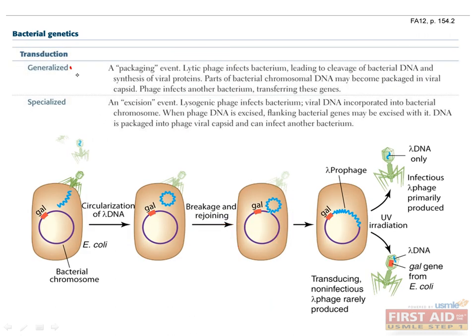In generalized transduction, genetic material is transferred by bacterial viruses or bacteriophages. The lytic phage infects a bacterium, leading to cleavage of bacterial DNA and synthesis of viral proteins. Parts of the bacterial chromosome DNA may then become packaged into viral capsids, and the phage can then transfer those genes when infecting other bacteria. This is a very efficient way for bacteria to pass antibiotic resistance.